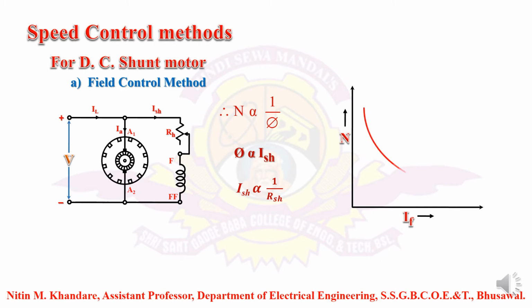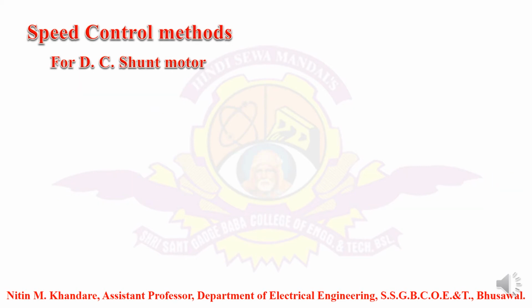So this is the graph for the speed control method of the DC shunt motor by using the field control method. As field current reduces, the speed goes on increasing. Next method is called the armature control method.